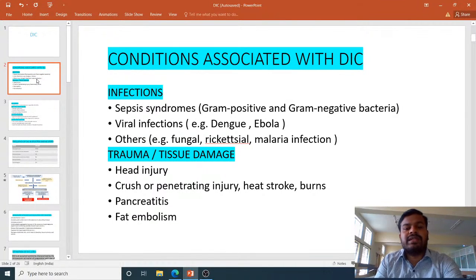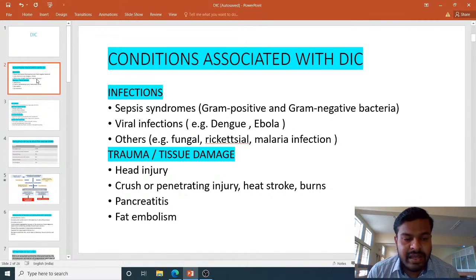So, what are the conditions associated with DIC? DIC is associated with infections, sepsis syndromes with gram-positive and gram-negative bacteria, and viral infections like dengue and Ebola, and other fungal and rickettsial infections or malaria. And also trauma or tissue damage, which can be due to head injury or crush or penetrating injury, heat stroke, burns, pancreatitis, fat embolism.